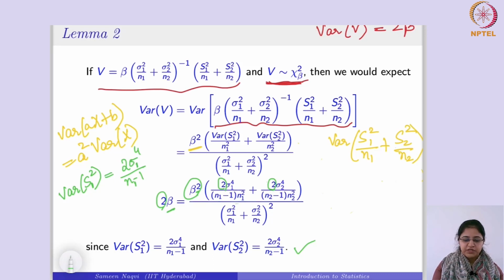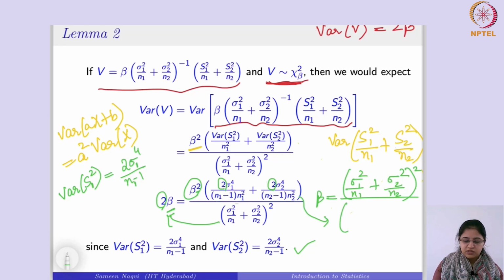So if you have to find out beta, you can take this term on the left hand side. So beta would be: here you will have (sigma 1 square by n1 plus sigma 2 square by n2) whole square, divided by, and this term would come in the denominator, right? So this would be sigma 1 raised to the power 4 over (n1 minus 1) n1 square, plus sigma 2 raised to the power 4 over (n2 minus 1) n2 square.